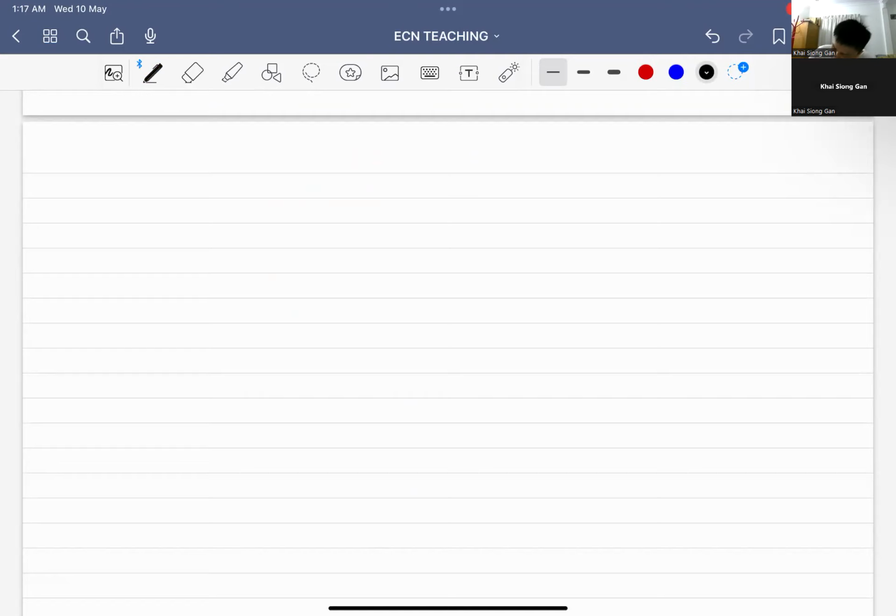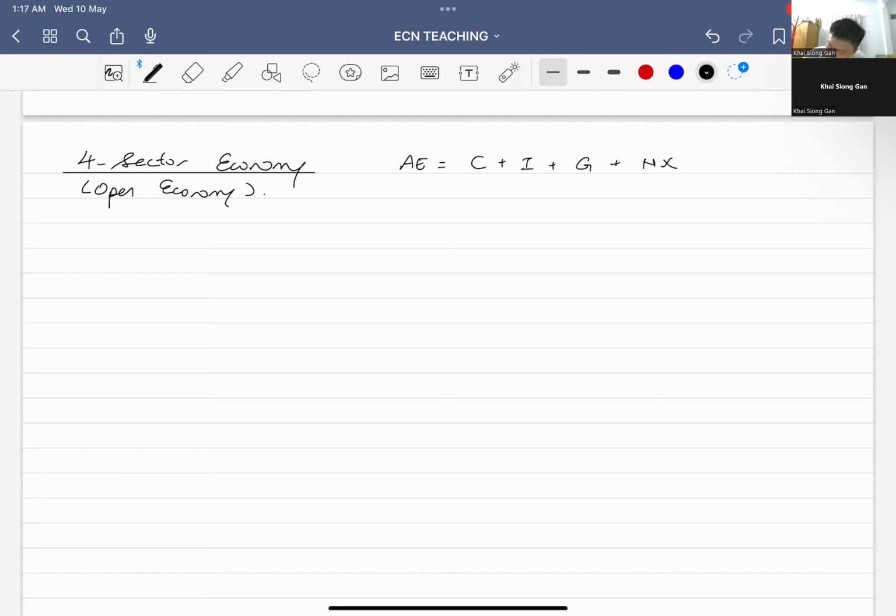So here we talk about the four sector economy in which you have all the components, and that includes trading, that includes international trade. Okay, so this is what I call an open economy, in which the aggregate expenditure will have consumption, investment, government spending, and net exports. When we talk about net exports, we are referring to exports minus imports.